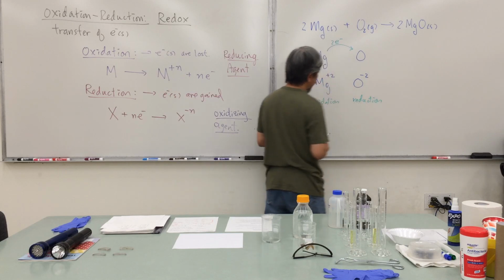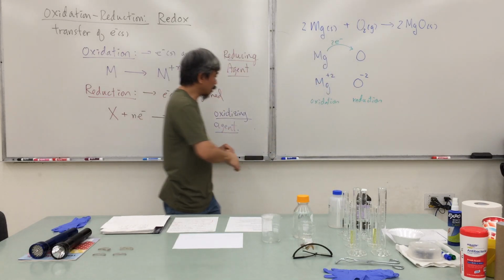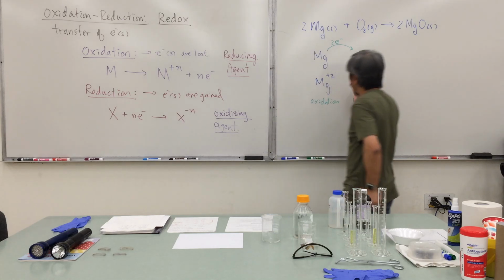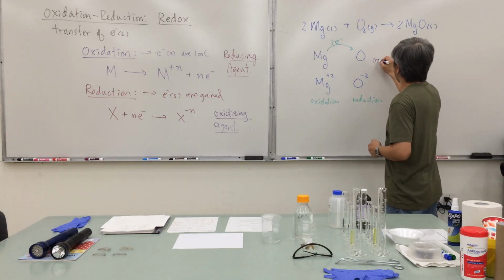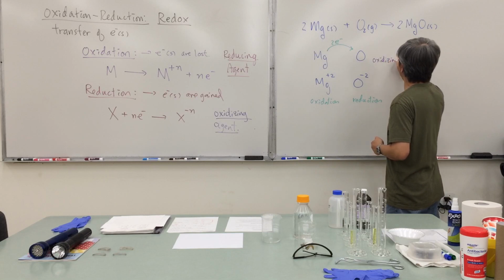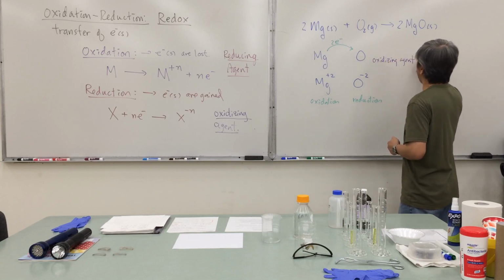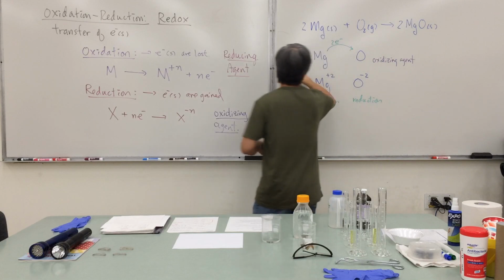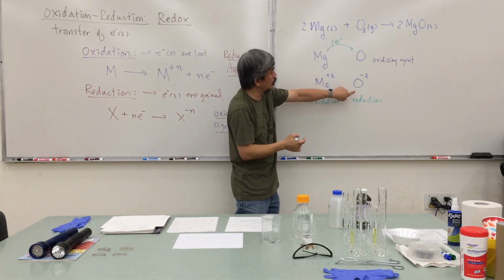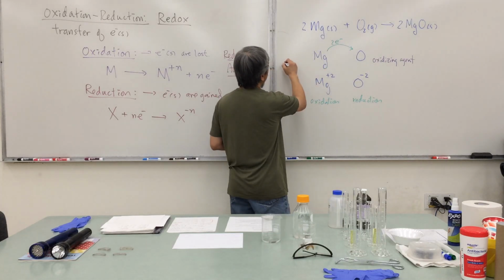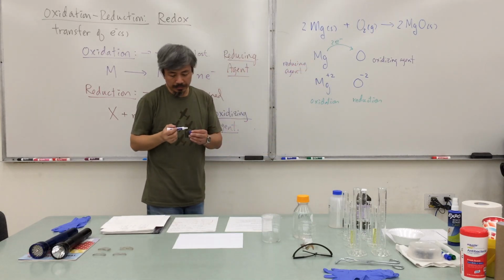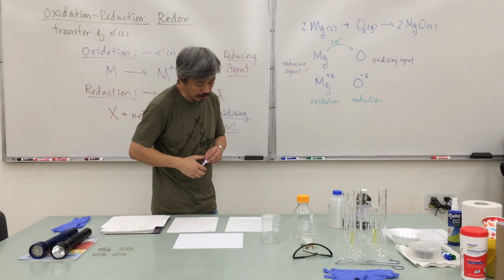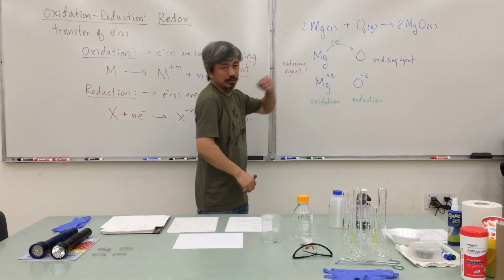And because the oxygen is the one that actually stole the electrons from the magnesium in the first place, we say that the oxygen is the oxidizing agent. And of course, because the magnesium is able to give up the electron to cause the reduction of the oxygen, the magnesium is the reducing agent. Again, after a while, you have to kind of get used to it.